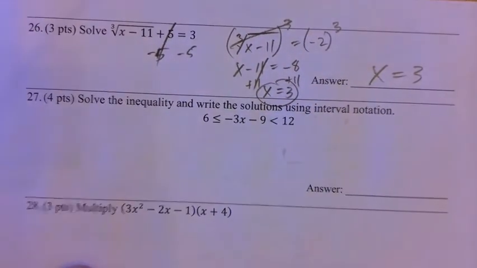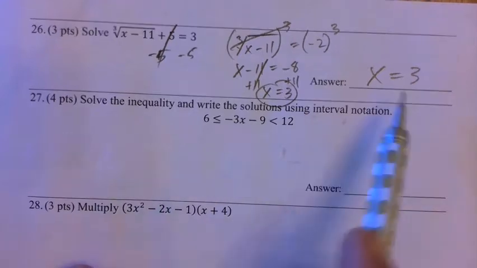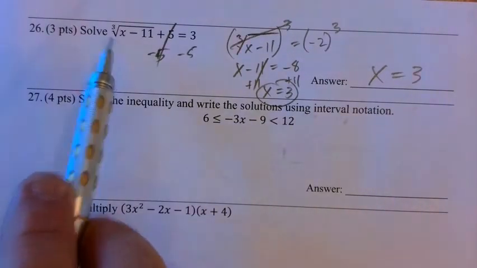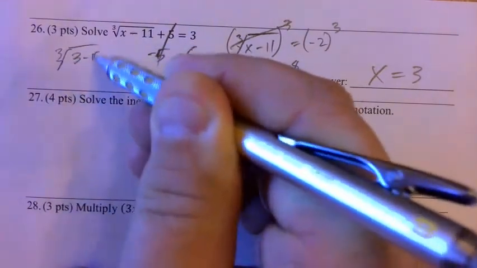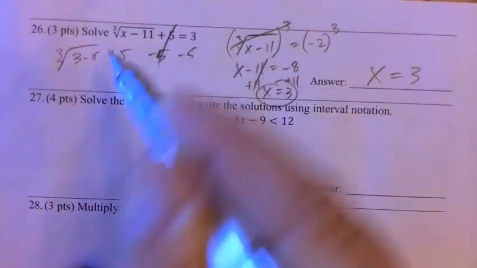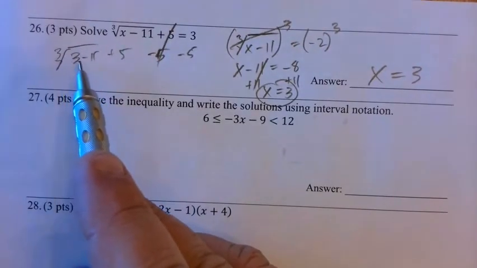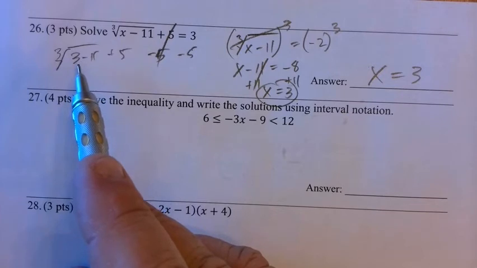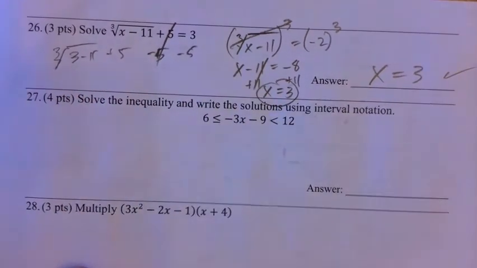Now, I got to check it. Remember, with radical equations, you must check your answer. Don't assume that's right until you check it. So that gives me the cubed root of 3 minus 11, plus 5. The cubed root of 3 minus 11 is negative 8. The cubed root of negative 8 is negative 2. Negative 2 plus 5 equals 3. That checks. Good. Okay, solve the inequality.